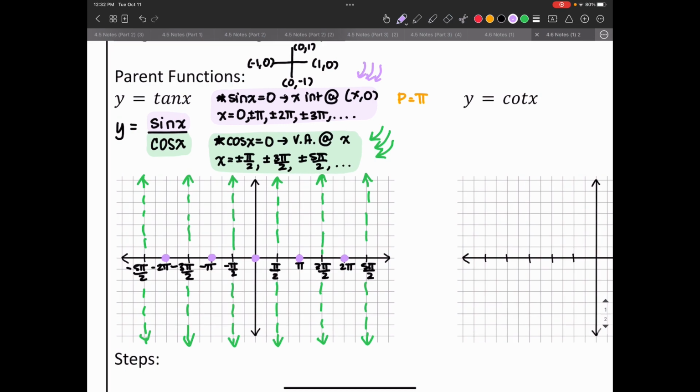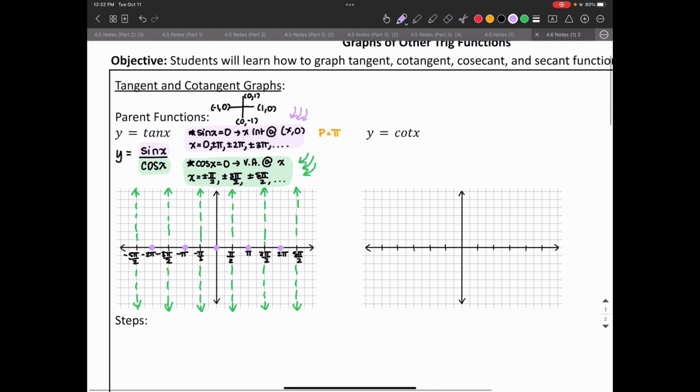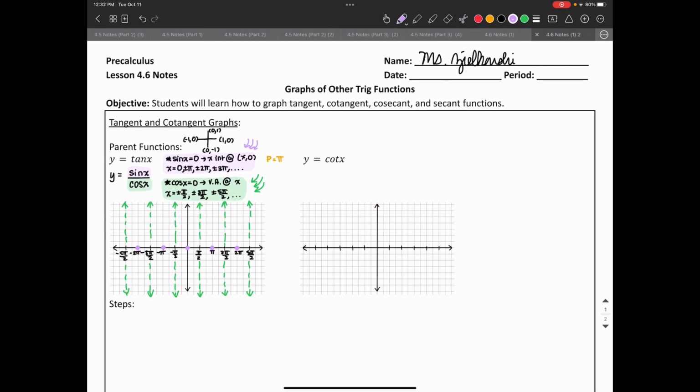Another thing that I know, so I'm going to go off to the side. I'm going to say some things. When I'm finding the period for tangent graphs, I'm always going to take pi and divide by whatever b is. In this graph, or this equation, the b is 1.